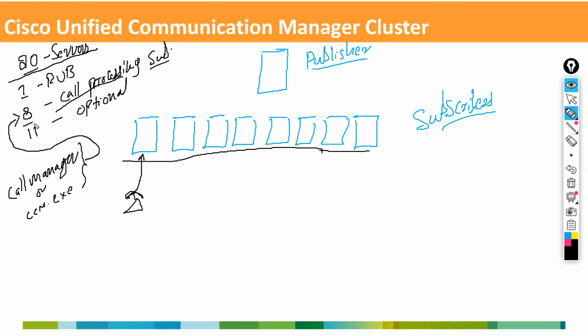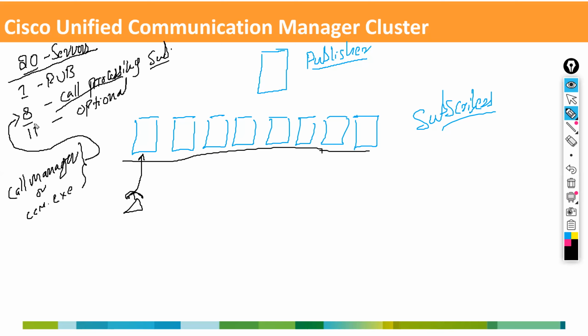Optional. For example, there are some services or features we have, for example, media resources. Now you want to activate that service on an optional server. The TFTP server we have, you want to activate on a separate server for load sharing.